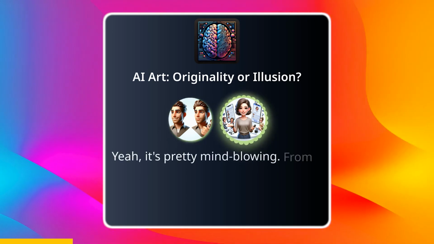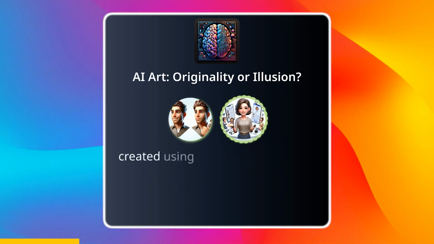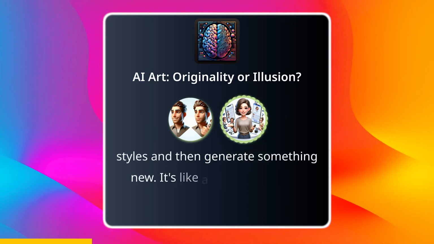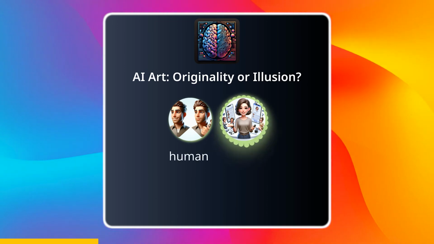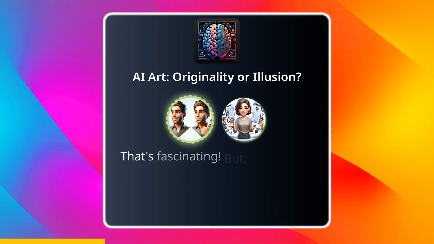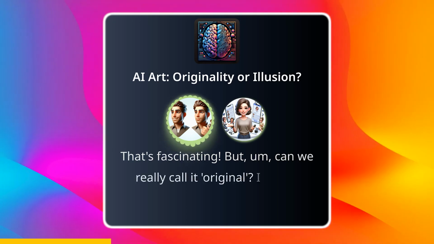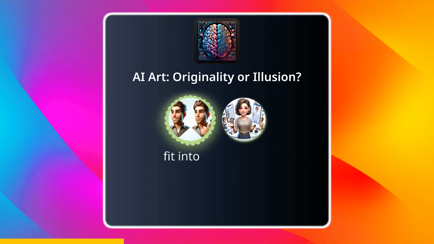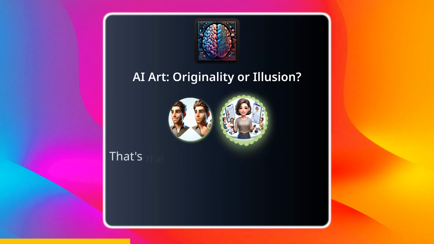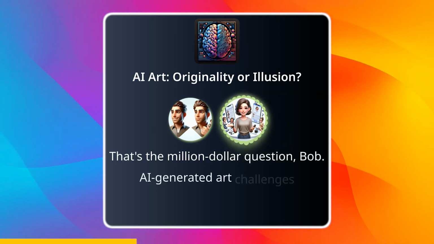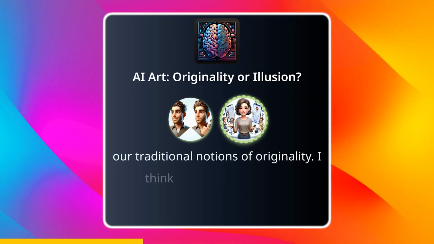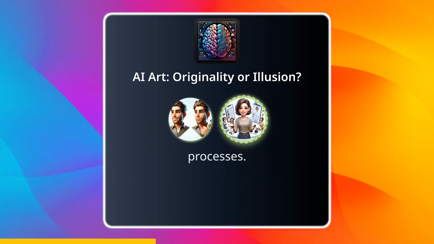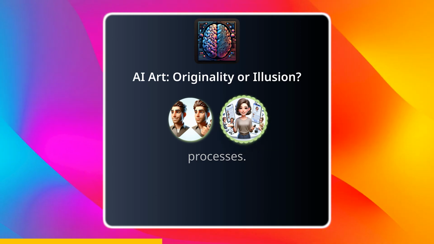Yeah, it's pretty mind-blowing. From a tech perspective, AI art is created using algorithms that learn from a vast array of artistic styles and then generate something new, like a digital collage of human creativity. That's fascinating. But can we really call it original? I mean, humans have always been the creators, the artists, right? How does AI fit into this picture? That's the million-dollar question, Bob. AI-generated art challenges our traditional notions of originality. I think it's about redefining creativity to include collaboration between human input and machine processes.